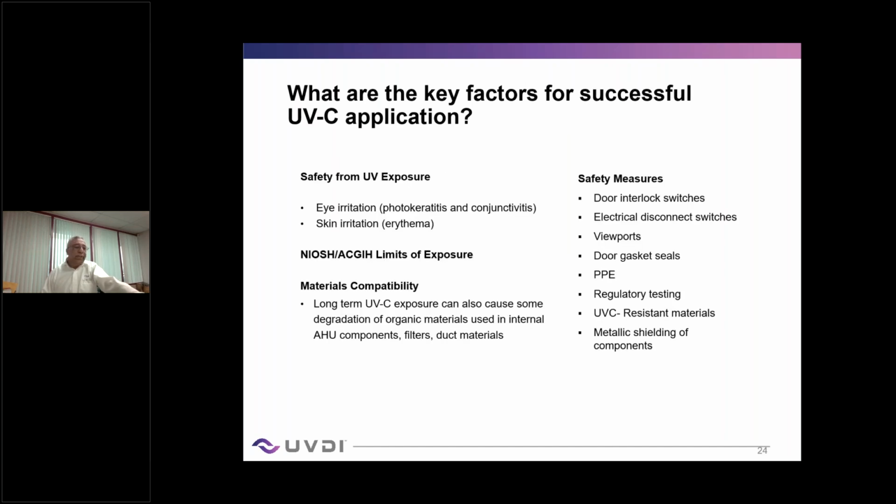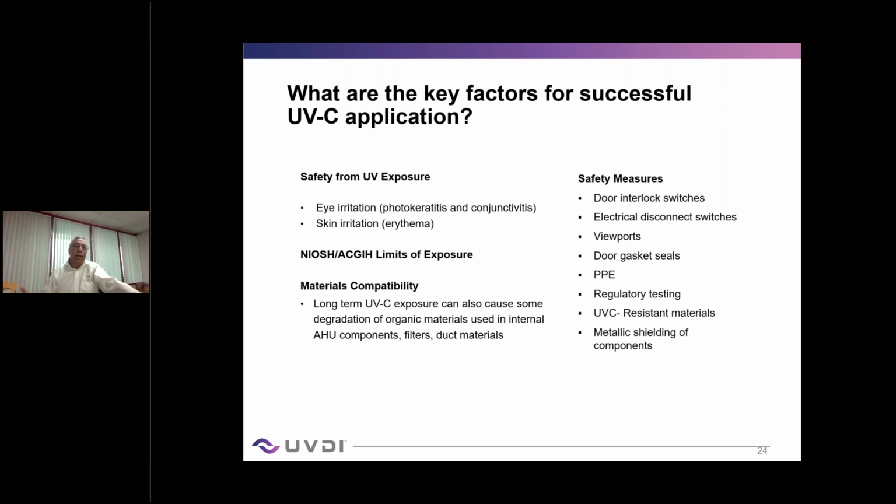We need to talk about UV safety. UV light can be harmful to human skin and eyes, so it's always recommended to be used in unoccupied settings. Inside the air handler, of course, you don't have people. For the facility people who are going in and out of that coil cleaning section, you have to have door interlock switches so that the lights can be turned off when someone is getting into that area.